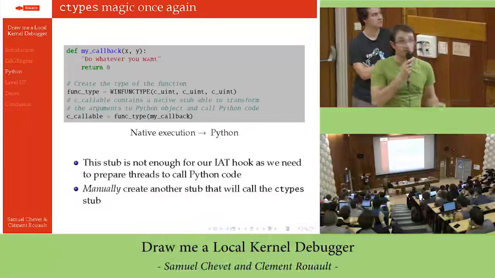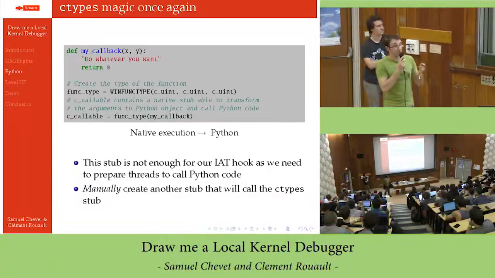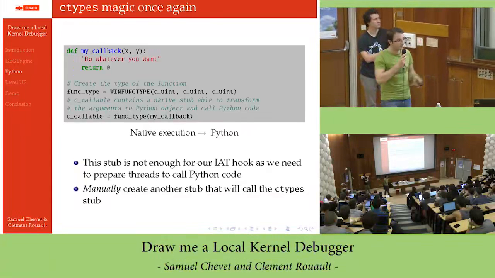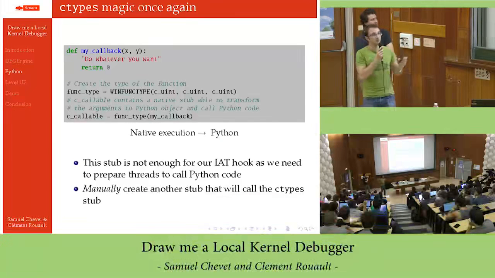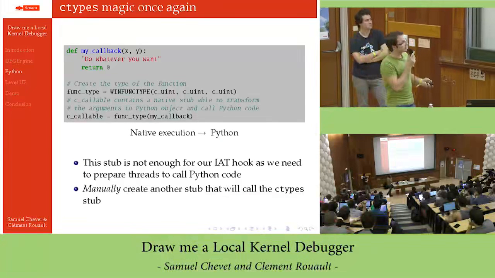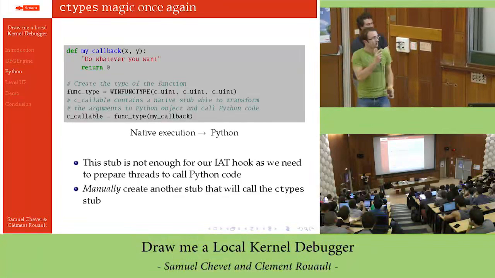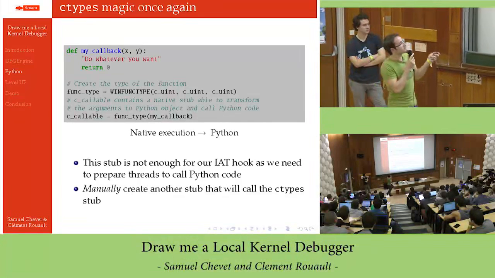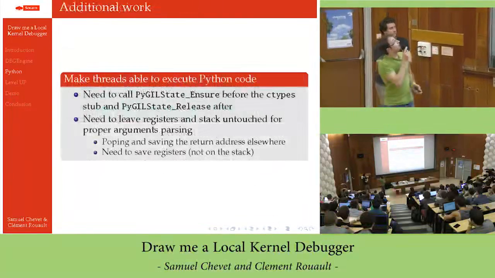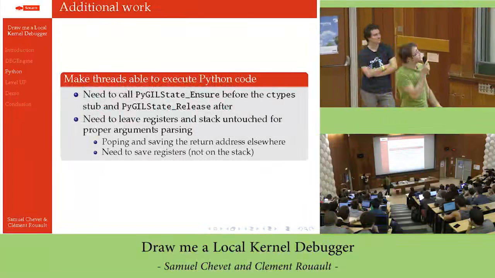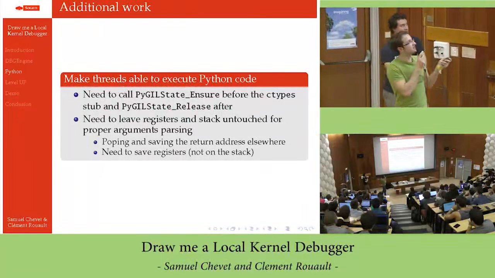And this stub is not enough for our IAT hook, as we need to prepare the thread to call Python code, because we are absolutely not sure that our code will be called from the same thread. And any other thread that calls Python code needs to be prepared. So we will manually create another stub that will call the ctype stub. So what does this other stub do? It will need to call the PyGILState_Ensure before the ctype stub.